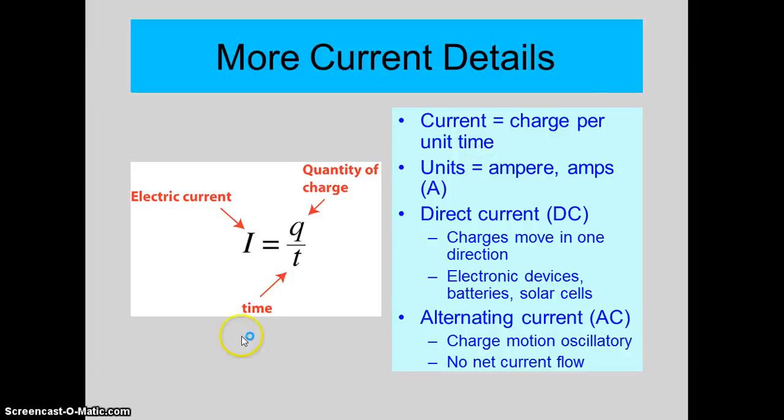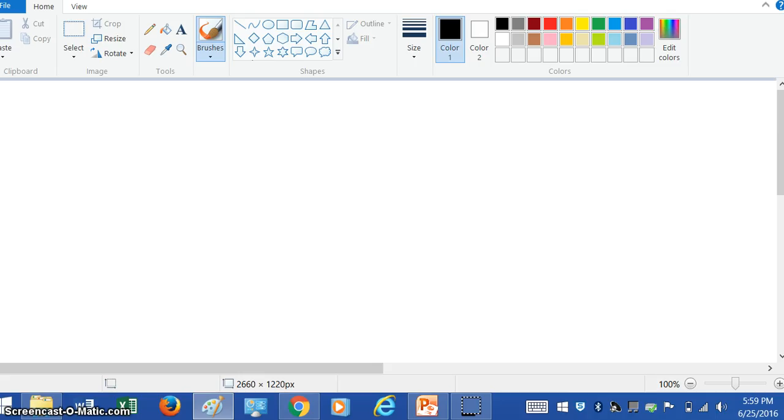Alright, so we're going to do an example. It's a pretty simple equation, really. With current, I is the symbol for current. It's in units called amperes. Lowercase q is the symbol for charge, and that's of course in coulombs. And t is time, in seconds.